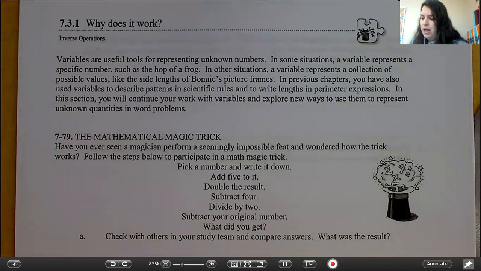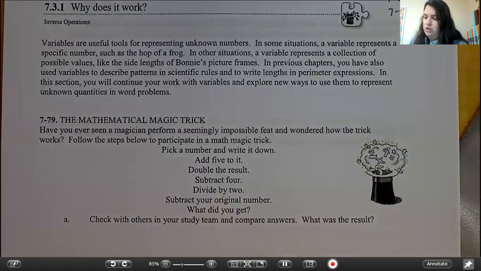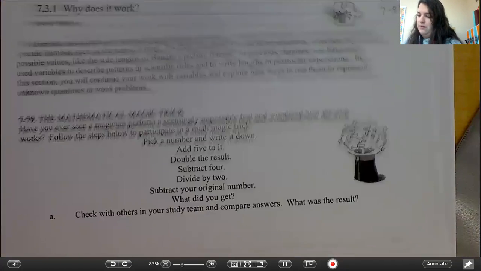The mathematical magic trick is 779. We're actually going to skip that and move on to 780.